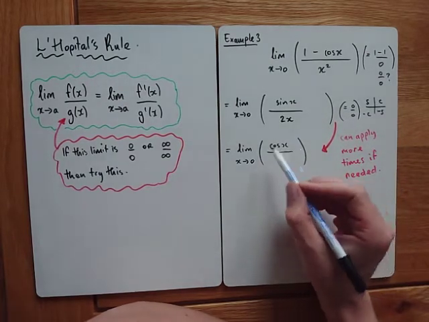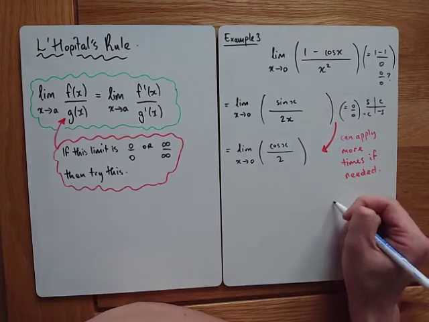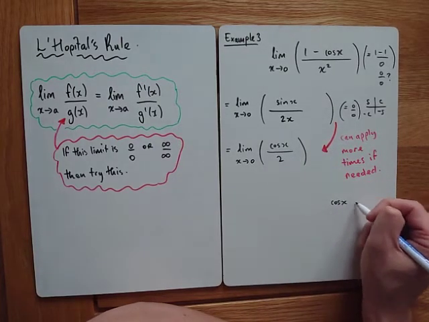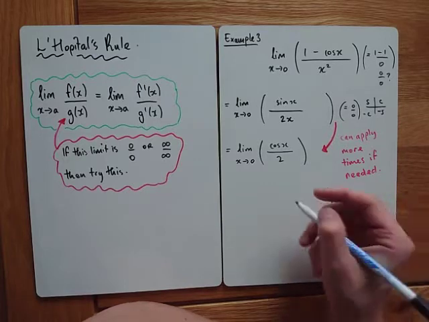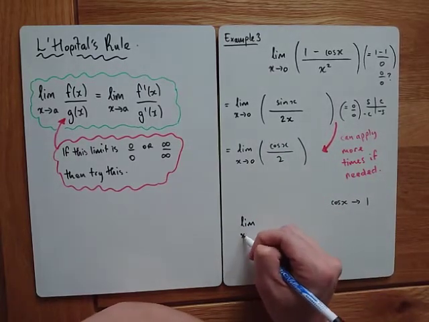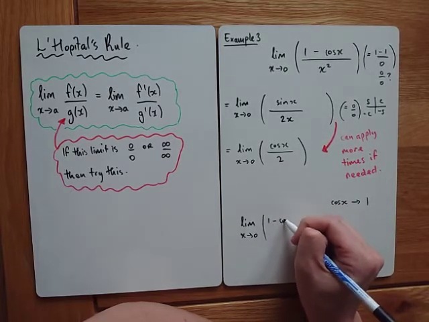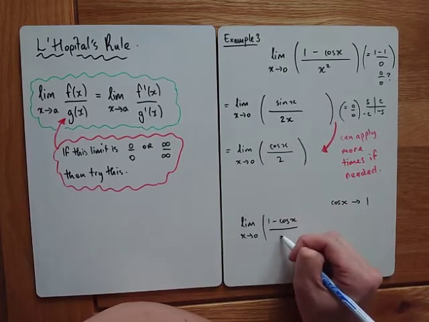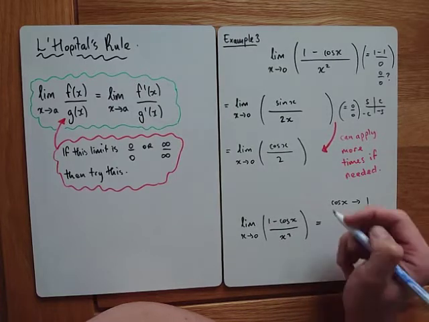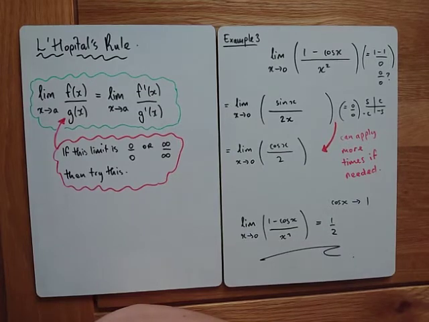So now we can evaluate this and say, well, as x tends to 0, cos of x tends to 1. So this limit, as x tends to 0, the original limit that we were being asked about, would be equal to a half. Okay.